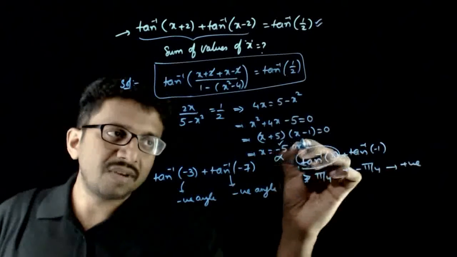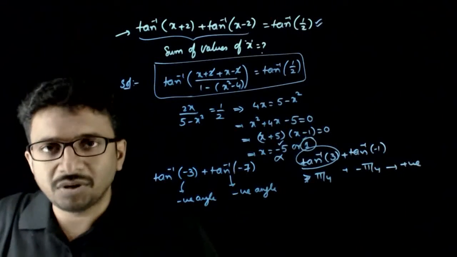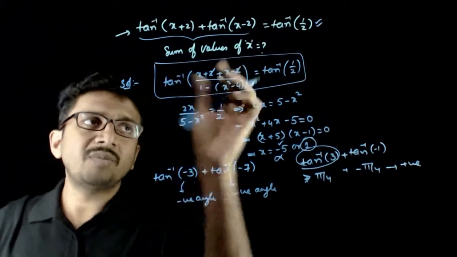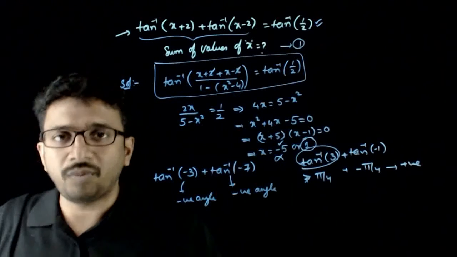So out of minus 5 and 1, only 1 will be the solution to this question. So there is only one value of x which satisfies the equation. So the sum of the values of x should be equal to 1.